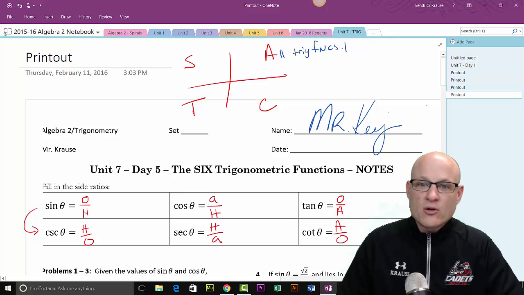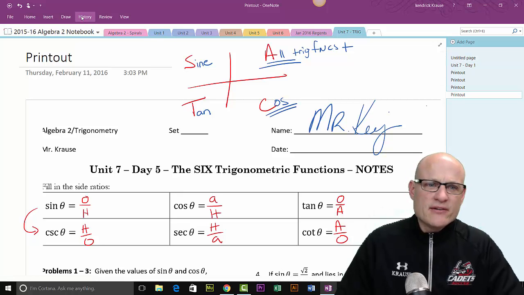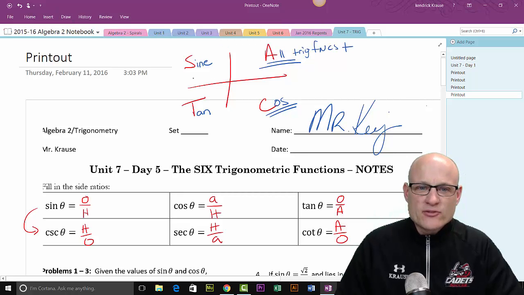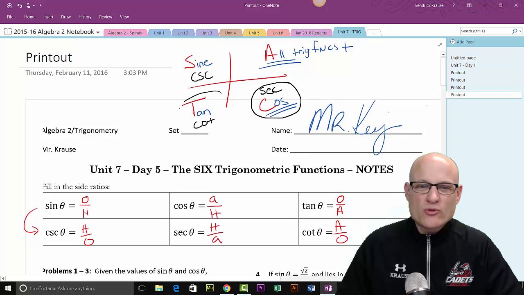Now, if you remember correctly, we learned this because in this one, all trig functions are positive. In this one, sine is positive. In this one, tangent is positive. In this one is cosine. Well, in this case, if sine is positive, then so is cosecant. And if tangent is positive, so is cotangent. And over here, if cosine is positive, so is secant. So remember, this tells you where those things are positive.